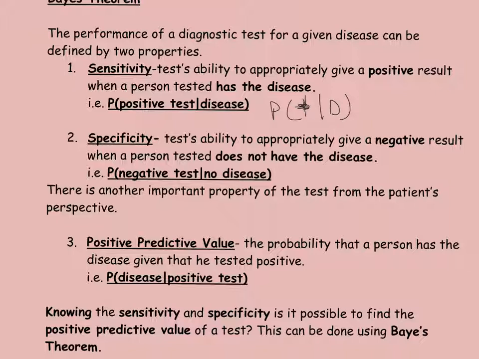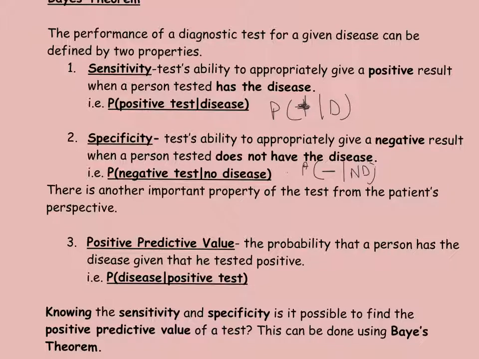The next is specificity. What is the probability? So what is the specificity? It is the probability that the test shows negative knowing that the person does not have the disease. And this number also is usually pretty high for the test to be good.